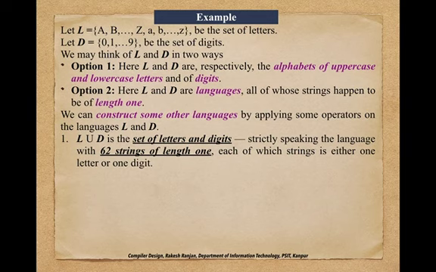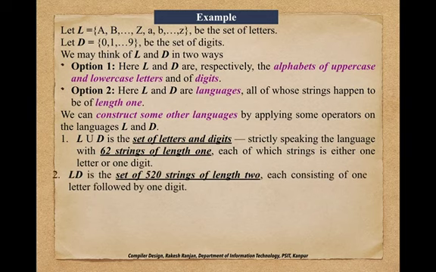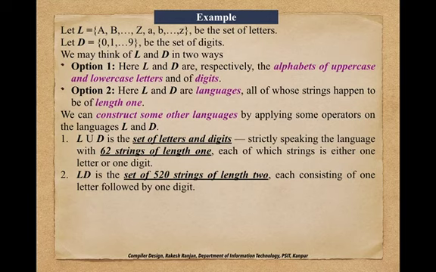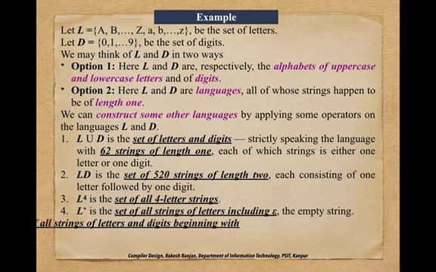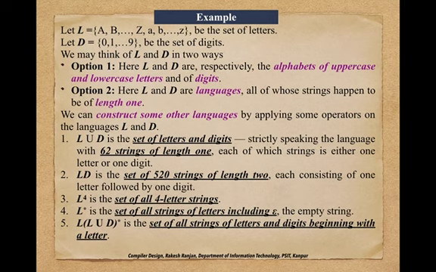L union D is the set of letters and digits. L dot D is the set of 520 strings of length 2. L to the power 4 is the set of all 4-letter strings. L asterisk is the set of all strings of letters, including epsilon. L dot (L union D) asterisk is the set of all strings of letters and digits beginning with a letter. D plus is the set of all strings of one or more digits.